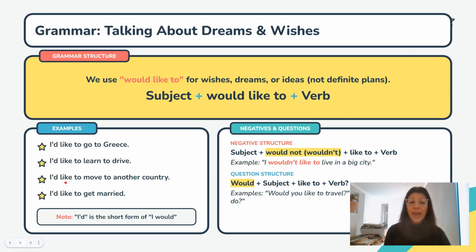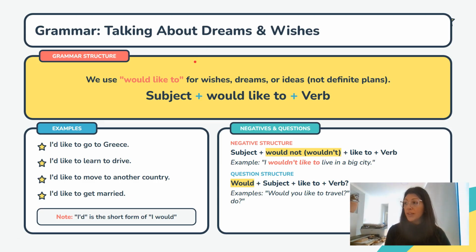Then we have some other examples of plans for the future. I'd like to go to Greece. I'd like to learn to drive. I'd like to move to another country. I'd like to get married. These plans are not sure. They are dreams or wishes, something that you would like to do, but it's a dream. It's still in the imagination.